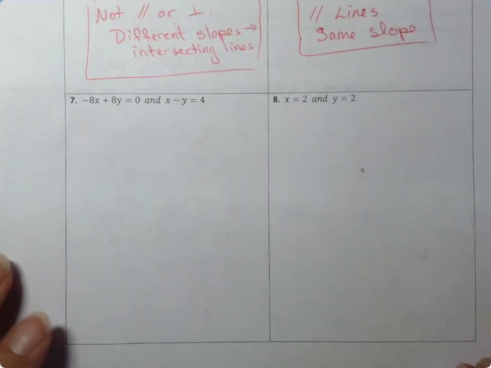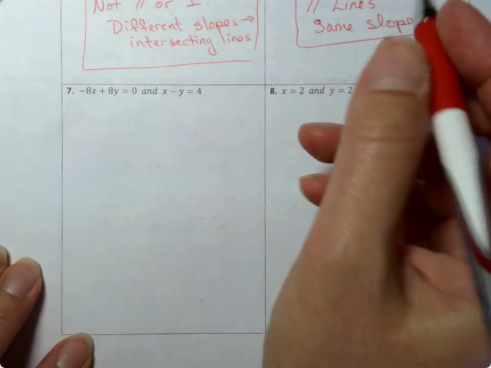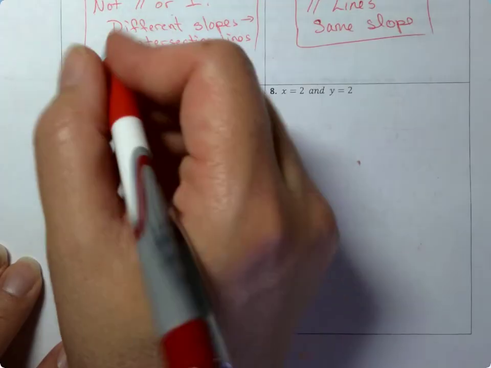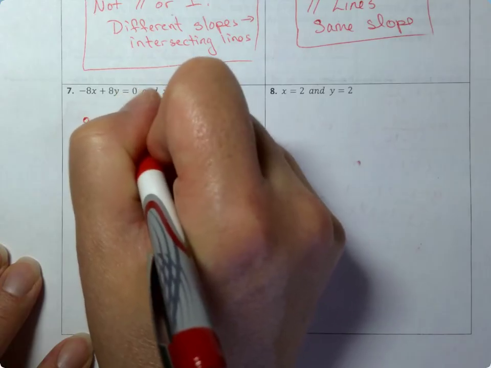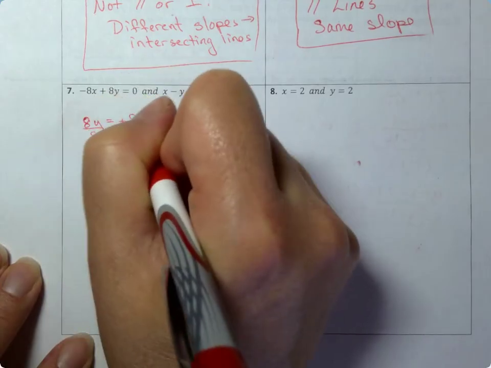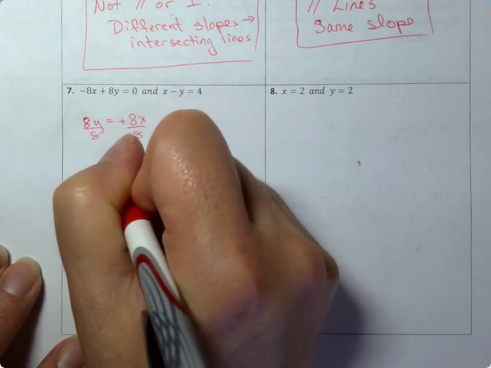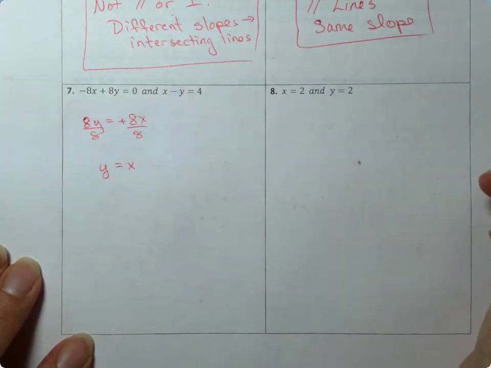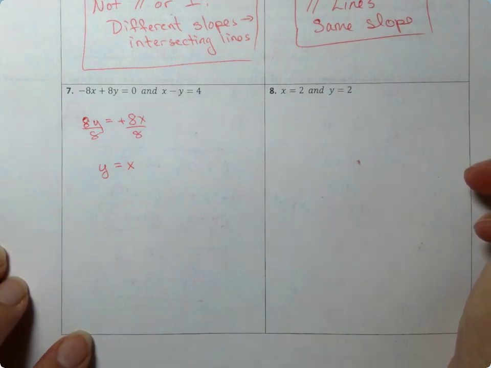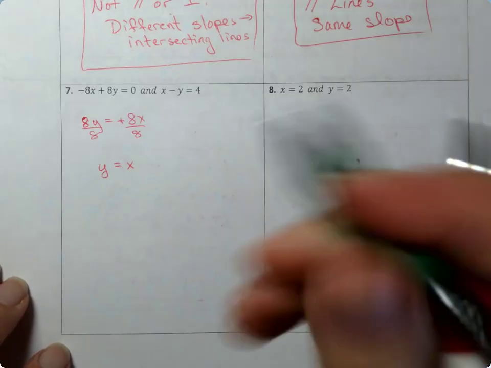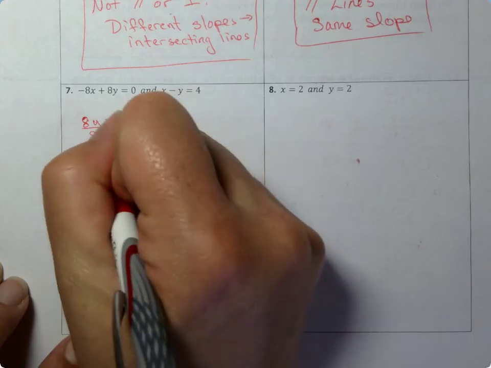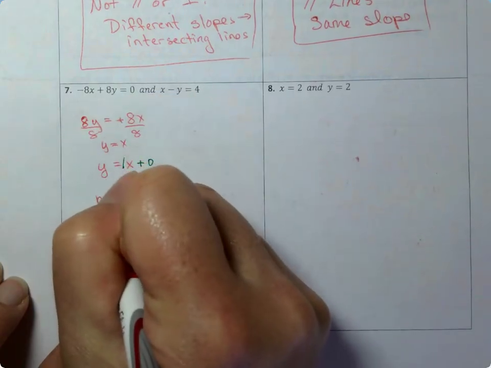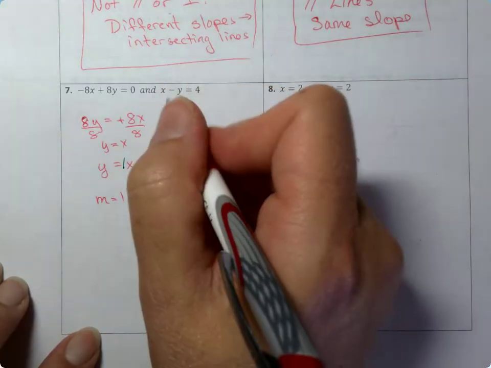Okay, so we have 2 more. Let's knock these out quick. There's a 0 over here, and that's fine. So when I go to add the 8x, I get 8y equals just positive 8x. Divide by 8, and what do I end up with? Y equals x. Okay, well, what's the slope of that? Isn't it a 1? Isn't that the same as saying 1x plus 0? So I got y equals x. My slope is 1.